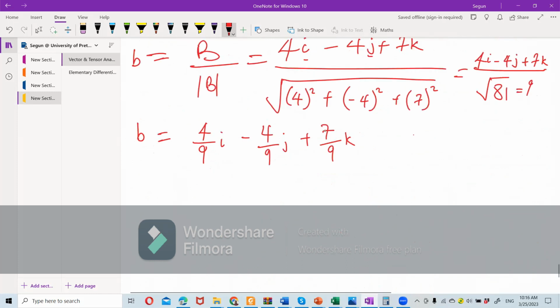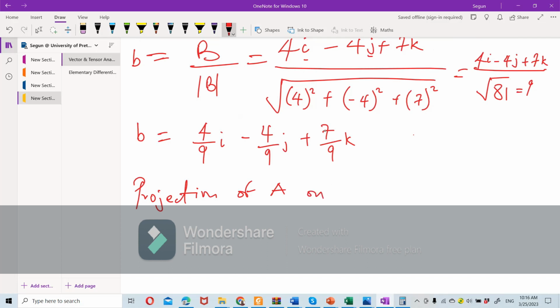So for us to do the projection now, the projection of A on the vector B is equal to A dot small b. Don't forget it's not cross. When you are finding a projection, you are using dot. Remember, we already solved small b.